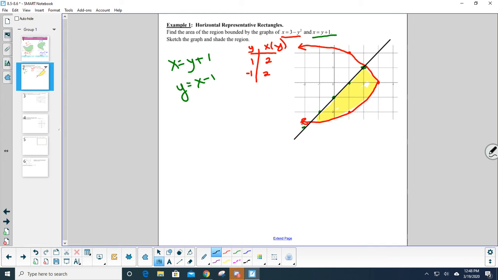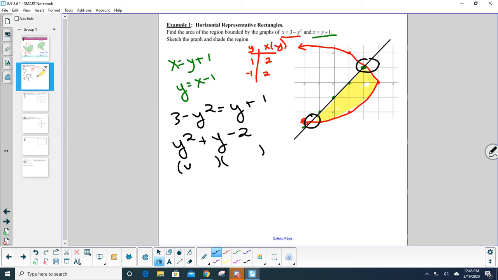So to make sure I know what these intersection points are, I'm going to take the 3 minus y squared and set it equal to y plus 1. I'm going to take everything to the right-hand side to make that positive. So I added y squared to both sides and subtracted the 3 from both sides. If I factor it, I have (y plus 2)(y minus 1). So my y intersections are at y equals negative 2.